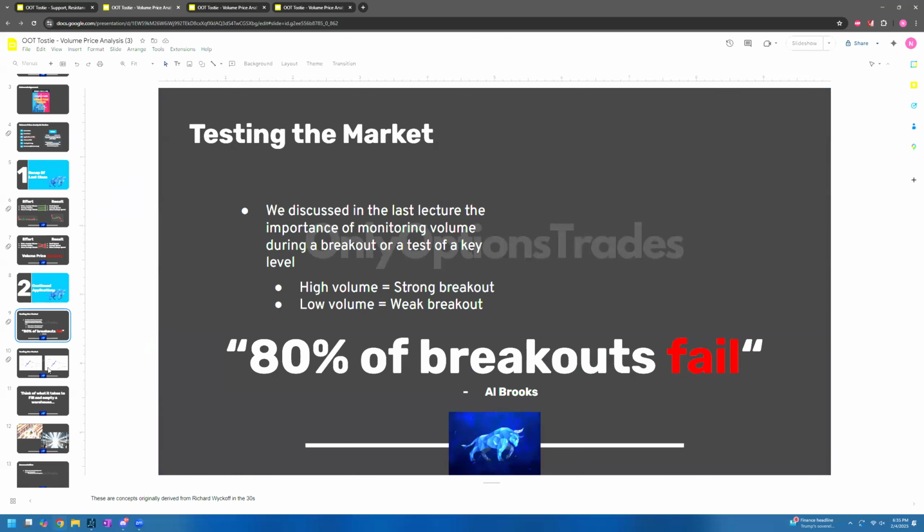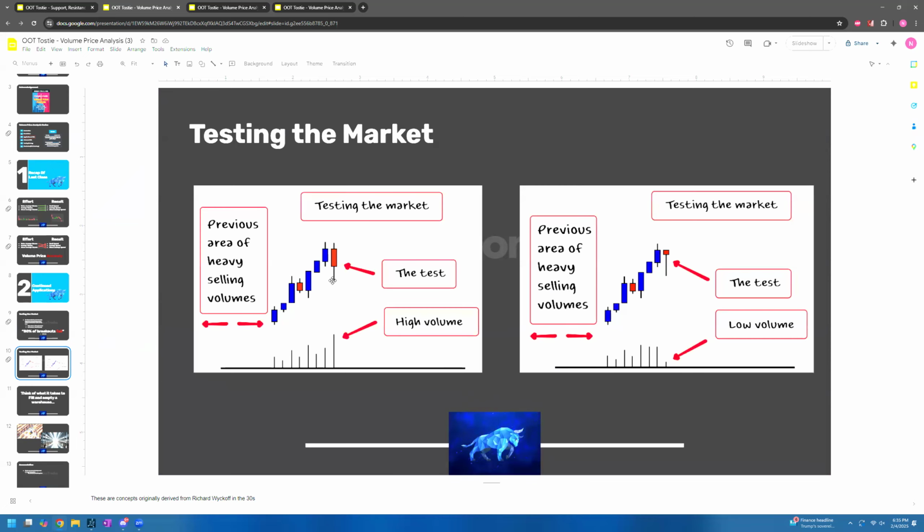So, we were supposed to discuss in that PowerPoint the importance of monitoring volume during a breakout or a test of a key level, right? And let's just go into this example. Here, for example, let's say there's kind of some area of resistance up at this level, right? What we wouldn't want to see is this, a massive amount of sellers stepping in right at this level, right? It's not always super reasonable for us to expect to just blast right through every resistance level.